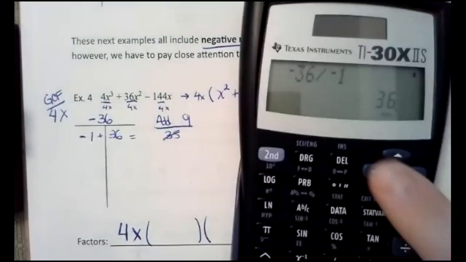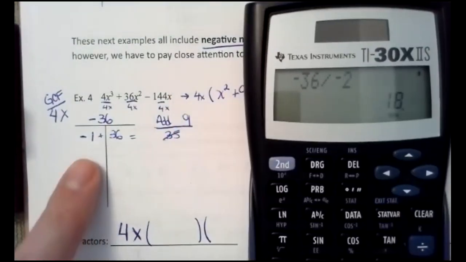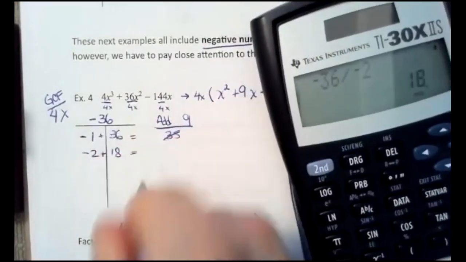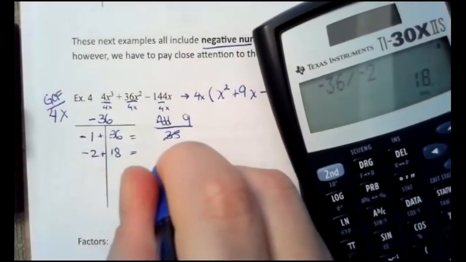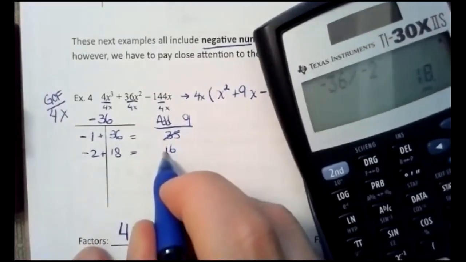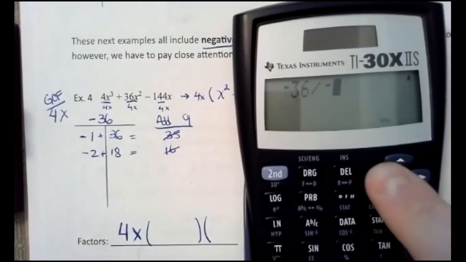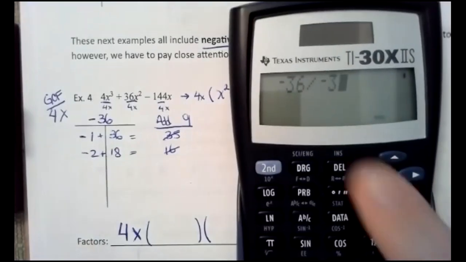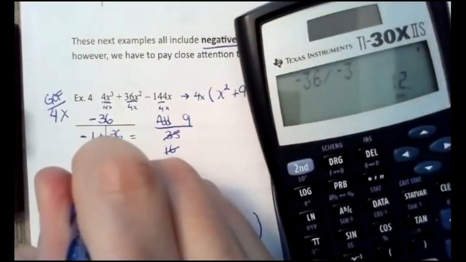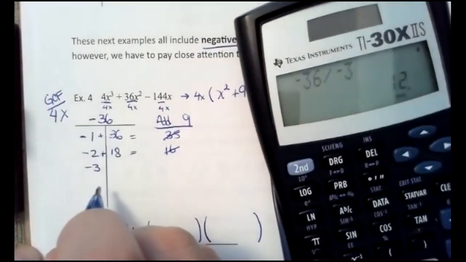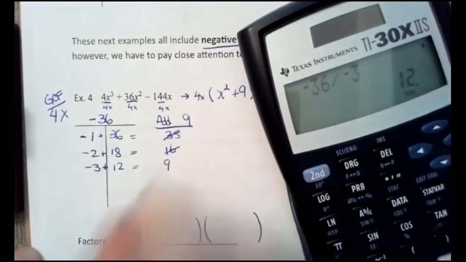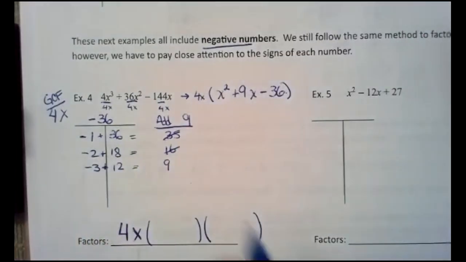Let's divide by negative 2. Negative 2 and positive 18. Do these add together to make 9? We're getting closer. They make 16, but I'm looking for 9. Cross it out. Let's try 3. Does negative 36 divide by negative 3? Yes, it does. Negative 3 goes into negative 36 12 times. Add these together, that makes 9. That's my add number.